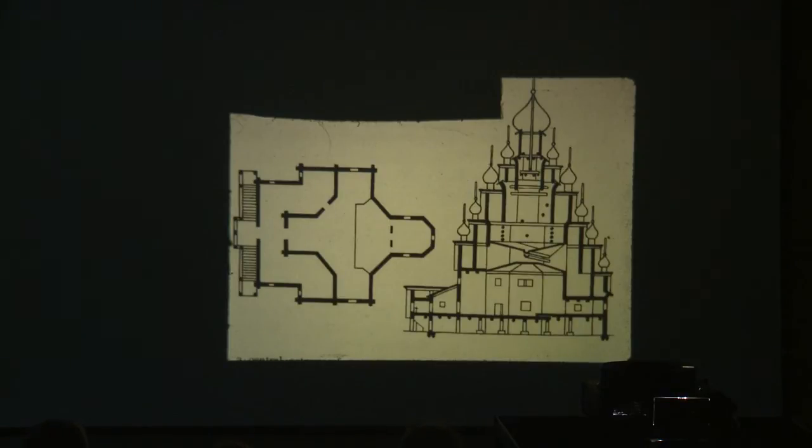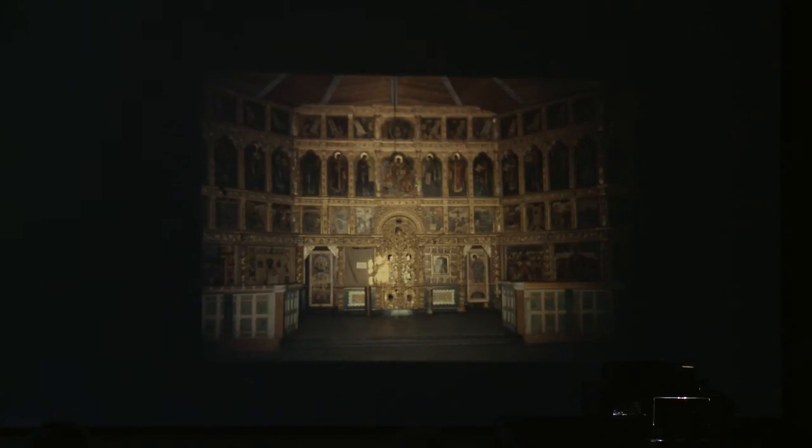Those are all what they call shake, wooden shingles. The ground plan here at the left shows where the icon screen is, and there's where the congregation meets. And they come up the steps again to the second floor. And here's the icon screen that goes overboard. But all the saints are there.